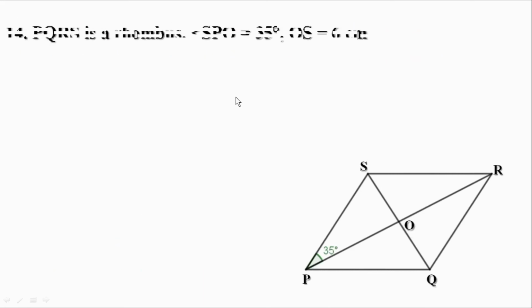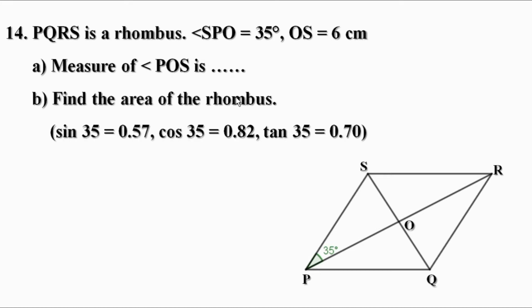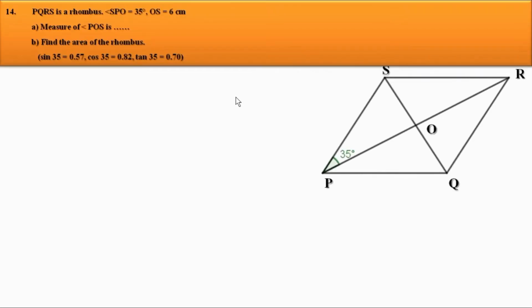14th question. PQRS is a rhombus. Angle SPO equal to 35 degree, OS equal to 6 cm. Measure of angle POS is dash. Find the area of the rhombus. Given that angle SPO equal to 35 degree and OS equal to 6 cm. Also given that PQRS is a rhombus.